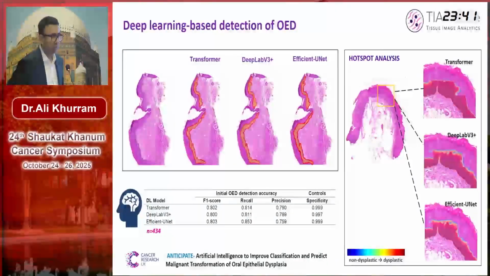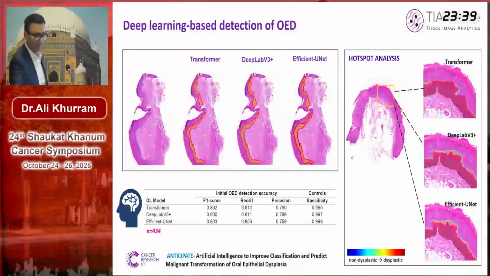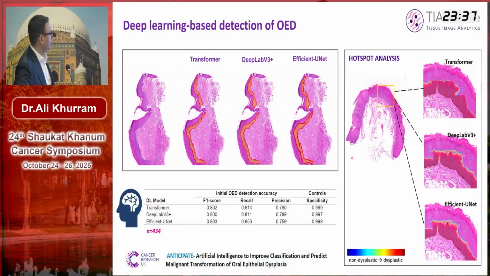And after that, we moved on to more advanced deep learning AI techniques. For that, we used some state-of-the-art models. Transformers are very popular these days, and they are quite advanced AI models. Here is an example of a dysplasia whole slide image, and you can see these deep learning models automatically identifying and segmenting where the dysplasia is in the slide.